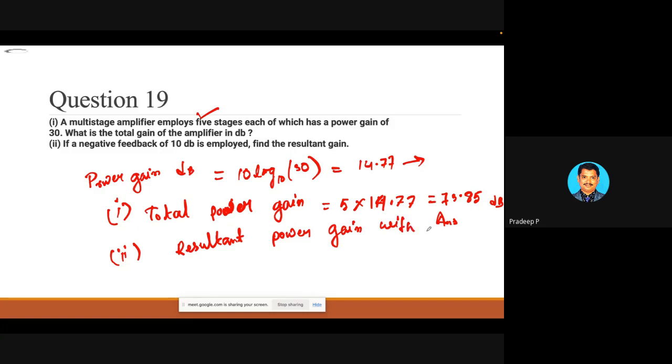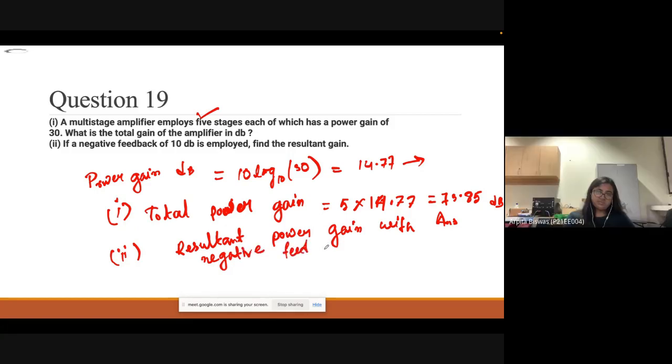But when it says the word feedback, people start thinking differently. It's simply a reduction of 10 dB. What is the resultant with negative feedback? 73.85 minus just 10, and you will find 63.85 dB.